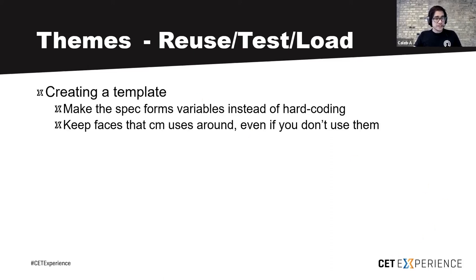So you can keep the faces that CM uses around within your theme, even if you're not using them. That way you don't have any mixture between the two from the CM layer and your given theme. So that way you can remove it. Keeping it around makes your template a lot more reusable as well, because in the future you won't have to go through that task of trying to figure out what faces there are. And to make things even easier, I created this CM file that is essentially a preview of common theme elements.